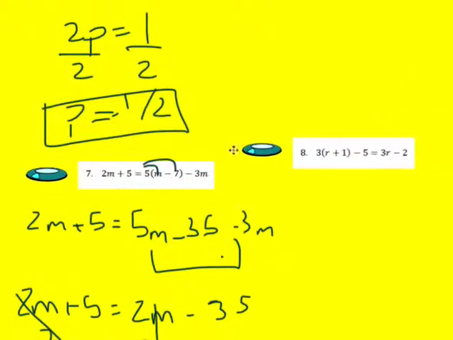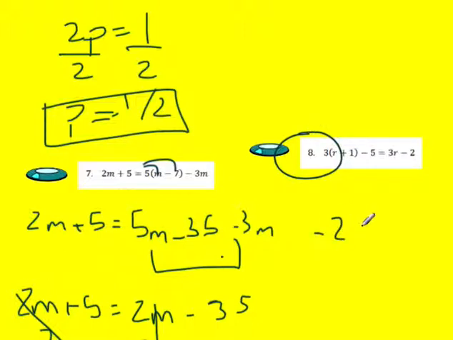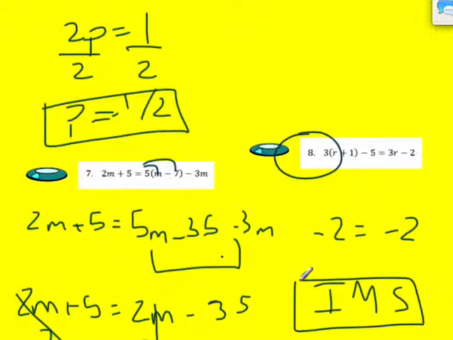Okay? All right, taking a look at number 8. I want you guys to try this one on your own. What's going to happen is you're going to end up getting a number equal to itself when you do it. I want you to go through all of the work to do that. And when you have an equation equal to itself, that's IMS, or infinitely many solutions.